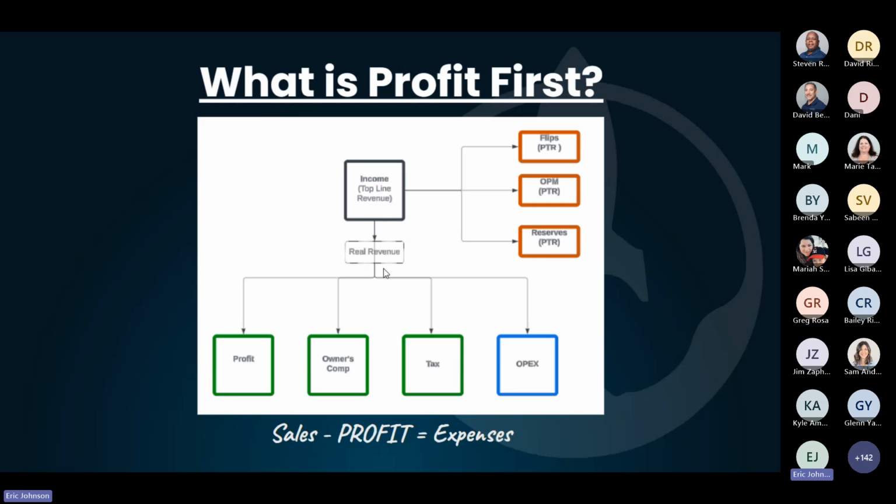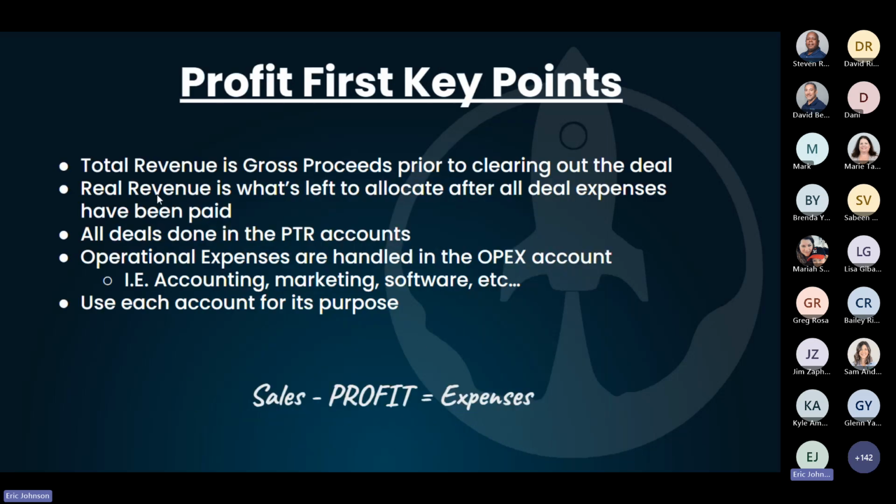What's left over is called real revenue, and this is what you're going to allocate based on percentages to the accounts below. So the key points to remember is what I just explained, the difference between total revenue, or that raw number that comes in before you send the PTR funds to the appropriate places. The real revenue is where you're going to do your allocations from. You want to do all of the deal transactions in those PTR accounts. The operational account is going to handle all of the business expenses like your accounting, your marketing, the software, those kind of things. And it's really important to use each account for the purpose that it's set up for, because if you don't, you've basically created a big shell game for yourself that will only confuse you. But if you use it correctly, it'll be a game changer for you.